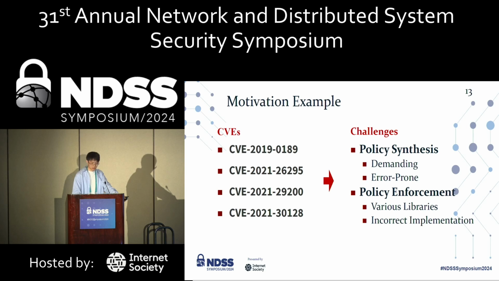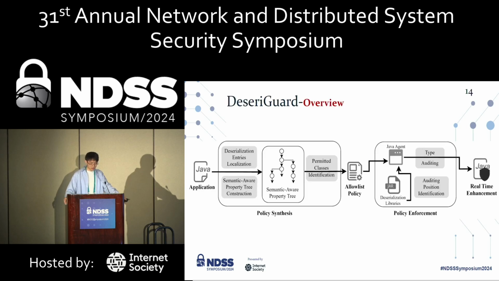Therefore, we propose DeseriGuard, a tool designed to automatically synthesize and enforce allowlist policies for Java applications. DeseriGuard contains two components, which are responsible for policy synthesis and policy enforcement, respectively. During policy synthesis, DeseriGuard constructs a semantic-aware property tree based on application source code and synthesizes the policy. Then it performs runtime instrumentation on application source code or bytecode with the Java agent to enforce the policy.